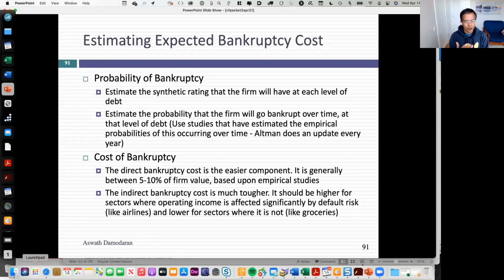I don't know whether you remember, but we talked about a grocery store versus an aircraft manufacturer: how the indirect bankruptcy cost for a grocery store can be low, maybe only 5 or 10%, and for an aircraft manufacturer, it can be 20 or 30%.